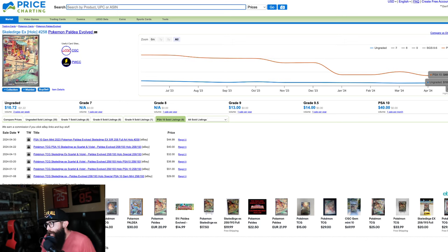So this is another one, kind of like the base set that I'm talking about. These SIRs of the starter evolutions.